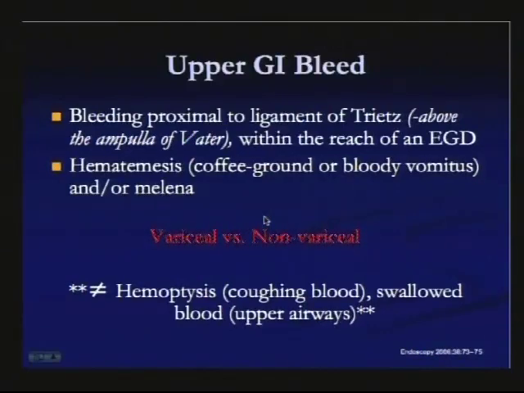Now, we also try to classify GI bleeds into upper and lower GI bleeds. Upper GI bleed classically has been defined as bleeding proximal to the ligament of Treitz. Now, I put in italics above the ampulla of Vater. And the reason why I did that, because now there's a recent advocation for a different classification about mid-GI bleed. Now that we have balloon-assisted enteroscopy and capsule enteroscopy, we can evaluate the middle GI. So if you want to think about it, upper GI bleed is a GI bleed proximal to the ampulla and is evaluated with an upper endoscopy, so within the reach of the EGD.